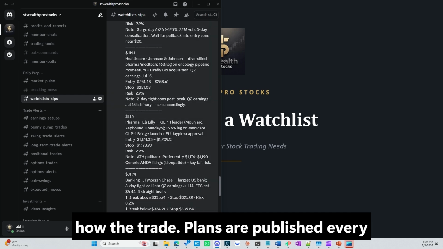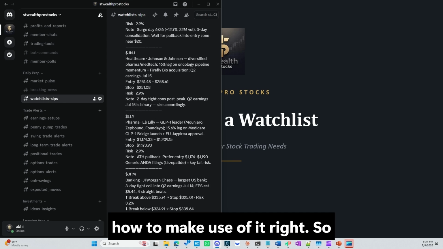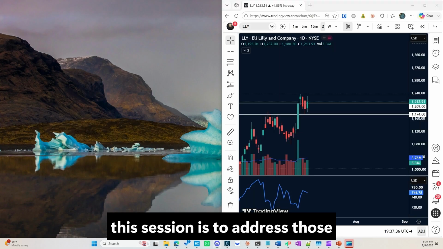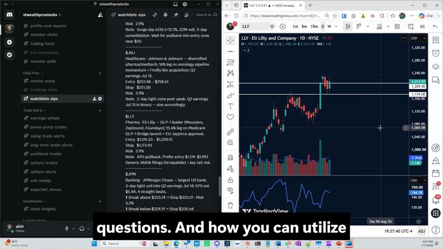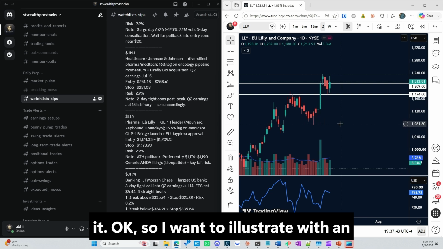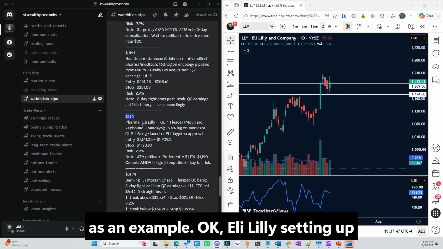This is how the trade plans are published every night. A lot of folks are not sure how to make use of it, so this session is to address those questions and how you can utilize it. I want to illustrate with an example. I took Eli Lilly as an example.